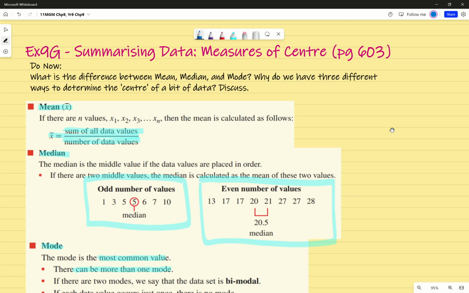Our median is just to say if we line it from smallest to biggest, we pick the middle number. If it's an even number of values and you actually end up with between two numbers, you just pick the average of those two numbers.